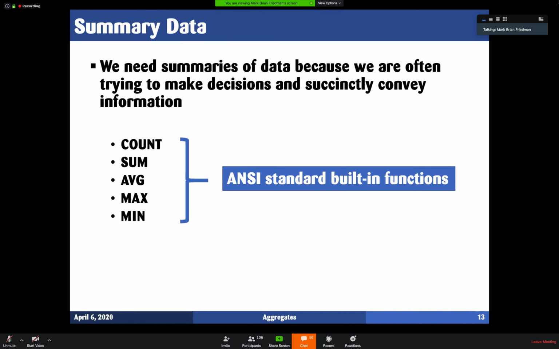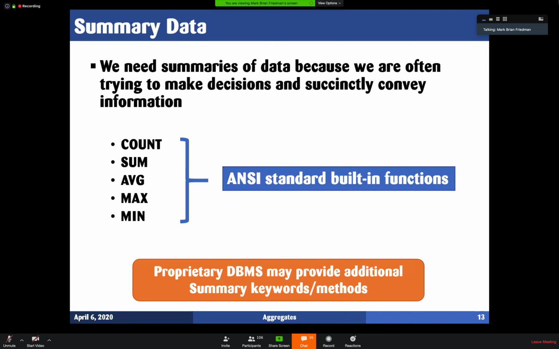There have been several different iterations where things have been added to the standard over the years. All of the vendors pay some attention to the SQL standard, and the idea is that if you write ANSI standard SQL, then you can change the underlying database and change out SQLite and put in SQL Server. They don't adhere 100% to the rules. They'll have some unique things. They may even have some proprietary functions, summary keywords and methods that are built in.